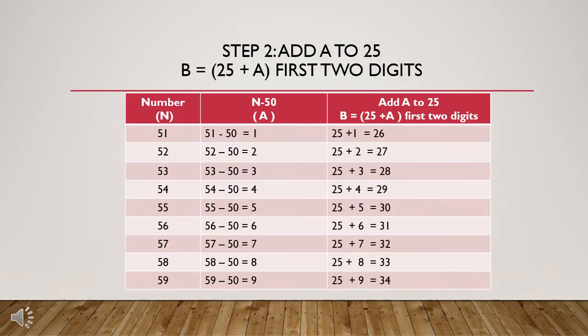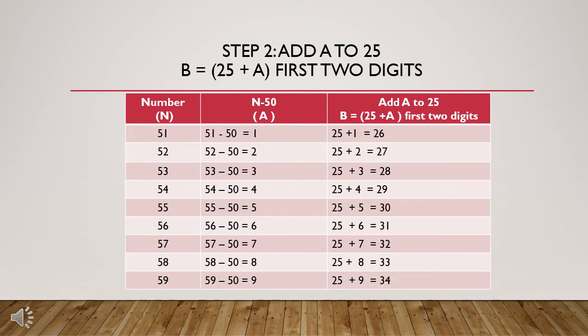So here is the second step. The second step is to add A to 25. Now what is this A? This A is the one that we obtained in the first step. How did we obtain it? We obtained it by subtracting 50 from the number. Let's see. Suppose we have to find the square of the number 51. The first step is to find A, which equals 51 minus 50, which is 1.